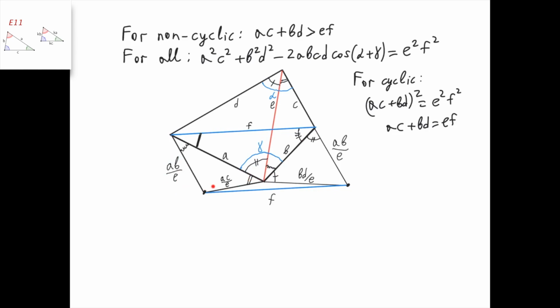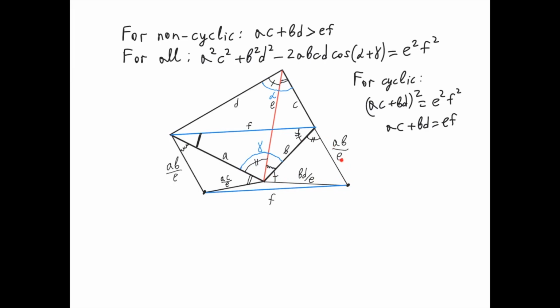Similarly, we have that this side divided by this side equals this side divided by this side. And so this side divided by A equals C divided by E, and therefore this side is AC divided by E. Similarly, we have that this divided by this equals this divided by this. And so this side must be AB divided by E, and this side divided by this side equals this side divided by this side. And therefore this one is B times D divided by E.